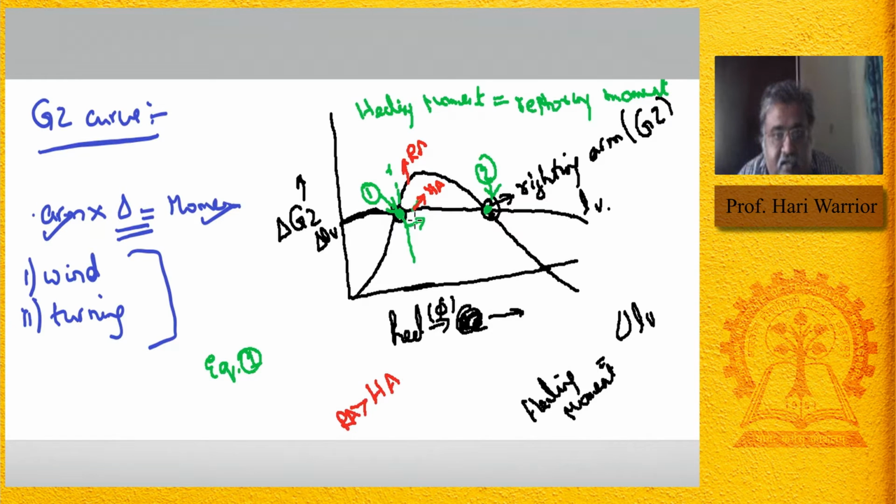Just look at the values and see. So when RA is greater than HA, it means that the restoring arm is more than the heeling arm, which means that the ship has a tendency to come back to its original position. So this spot actually represents a position of stable equilibrium. So that we know now. Now let us take a look at the other side.